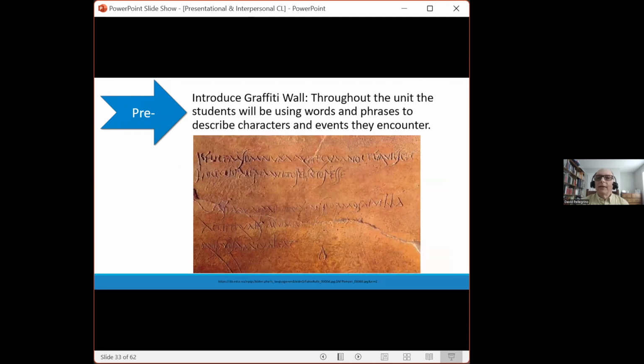Okay, so let me introduce you to my graffiti wall project. Throughout the unit, the students will be using words and phrases from the text, and they're going to take it from what they've been reading. And the scaffolds are going to actually come from the text itself, and it's going to come from other students, and it's going to come from you as the teacher. So what we want students to do is describe characters and events that they encounter in their text. And that's what the graffiti wall is going to be all about.